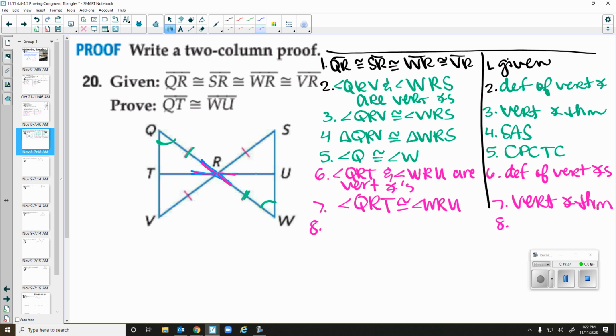So now we have angle, side, angle. And we get to say those two little triangles are congruent.